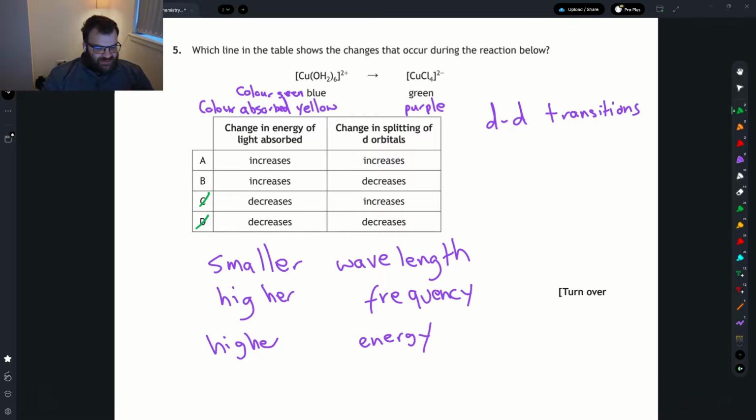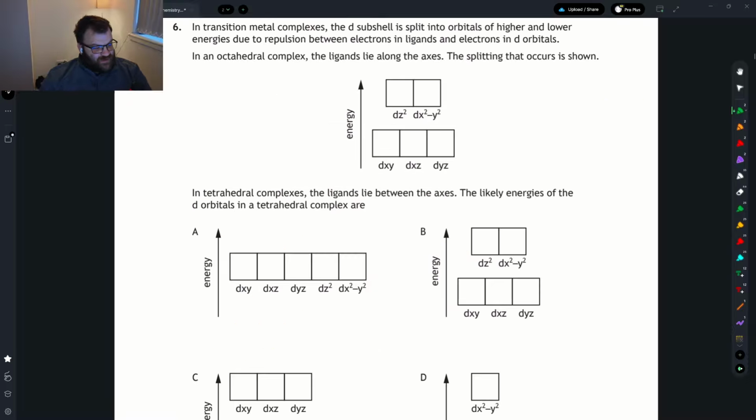And the reason that we need a higher energy photon of light absorbed is because there must be a bigger gap between the d orbitals. There has to be a bigger splitting of the d orbitals, and that makes my correct answer A for this one. So the higher the energy of the light absorbed corresponds to a bigger energy gap between the d subshells. Next question is building off of that.